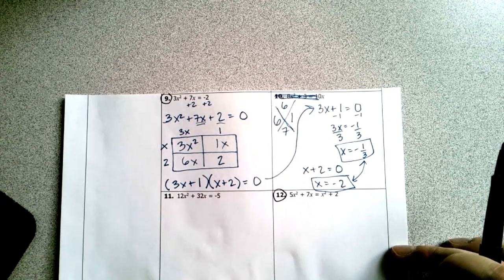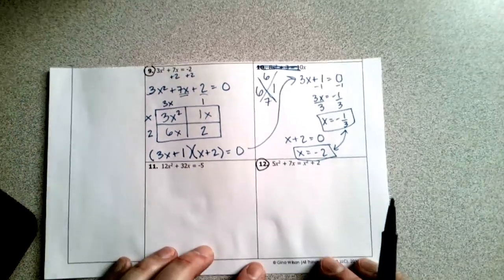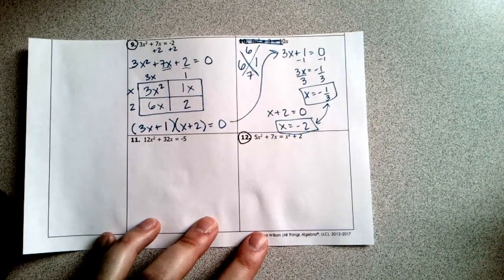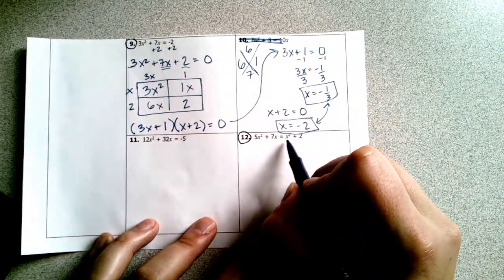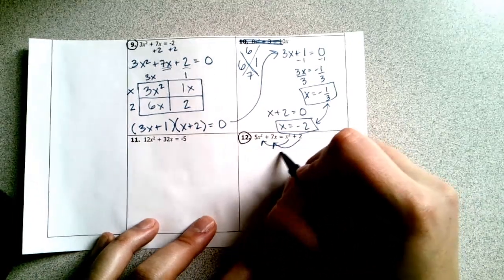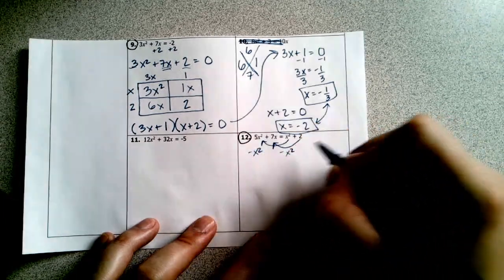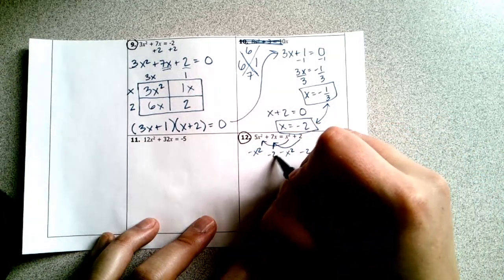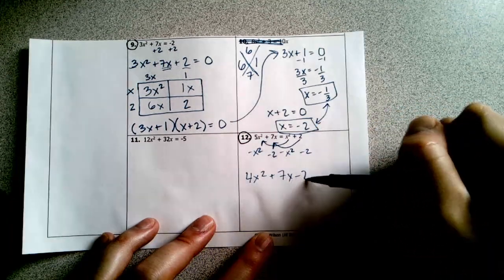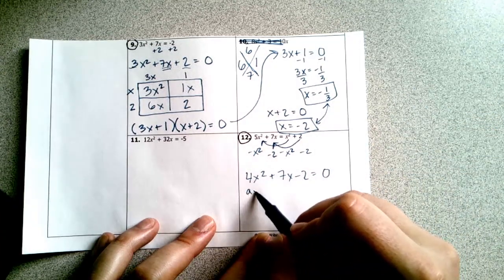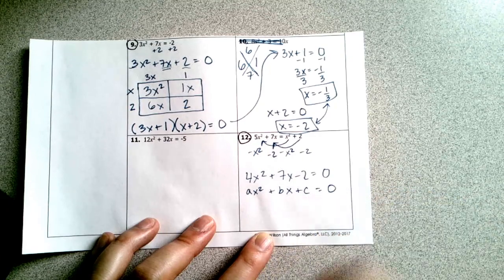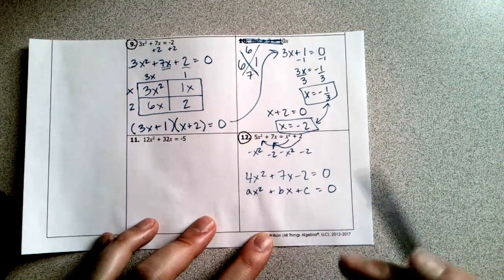That's pretty much it for today's lesson. I do want to show you number 12 here, just one more, putting it in standard form. I'm not going to finish the problem, but to put this in standard form, the x squared needs to move over and the 2 needs to move over. So we're going to subtract x squared from both sides and subtract 2 from both sides. So we get 4x squared plus 7x minus 2 equals 0. Remember to put it in order with the ax squared first, then the bx, then the c. You're going to have some homework problems that ask you to do that.